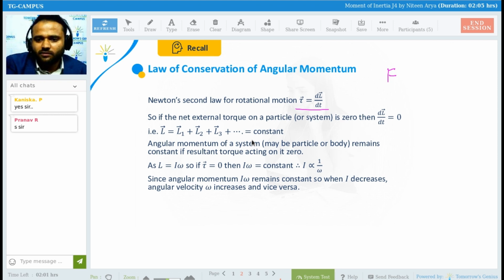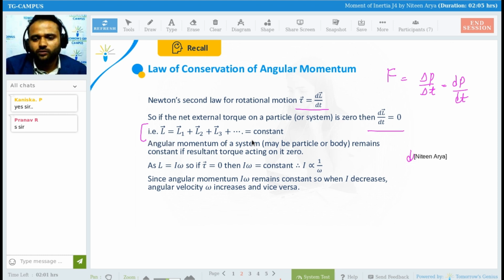For translational or linear motion, force is the rate of change of momentum, basically dp by dt. That is the same sense. In angular motion, we have this: if the net external torque on a particle or a system is 0, then dL by dt is 0.